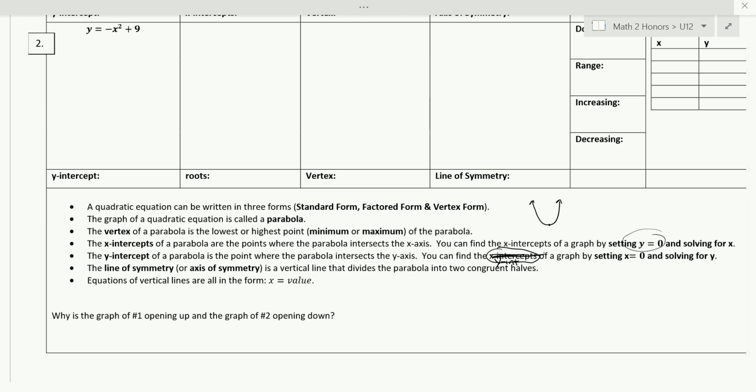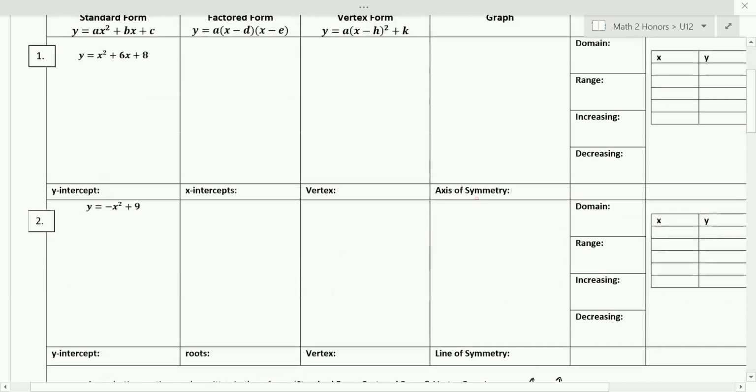The line of symmetry, it's also known as the axis of symmetry, is a vertical line that divides a parabola into two congruent halves. And equations of vertical lines are all in the form x equals. So let's use that in this first problem.